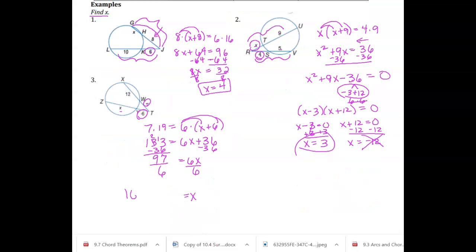So I get 16.16 repeating, or the best answer is if we leave this as 97 over 6, and it doesn't reduce, so this would be the exact answer. So exact, and this is the approximate. So there are times when you're going to get a decimal answer for some of these, okay?